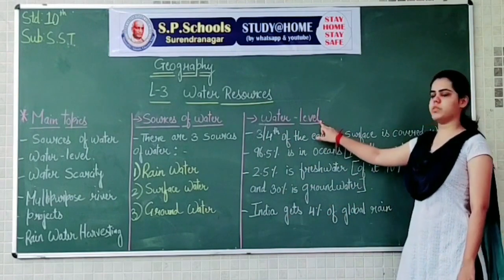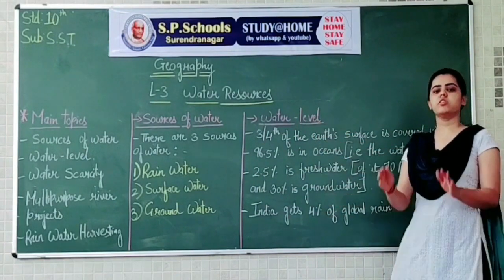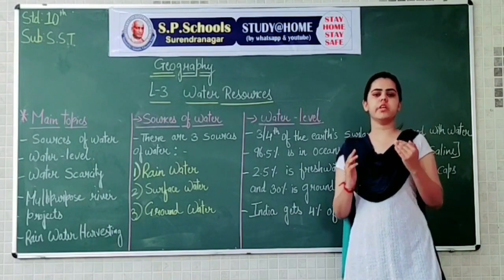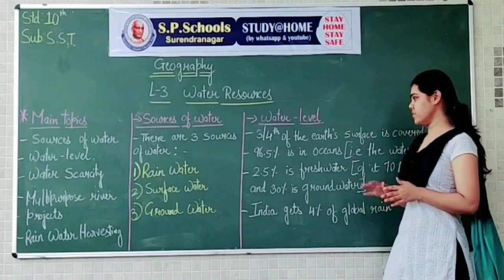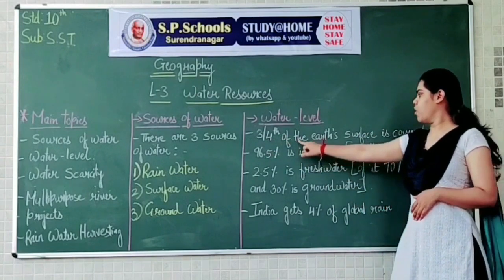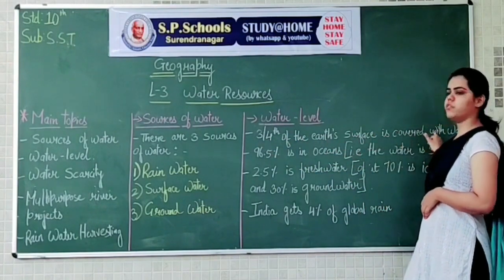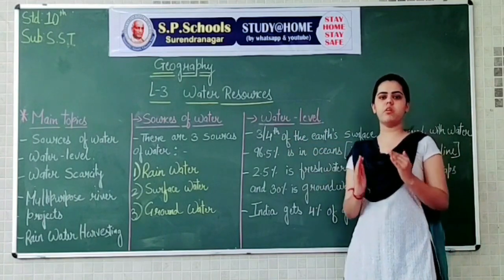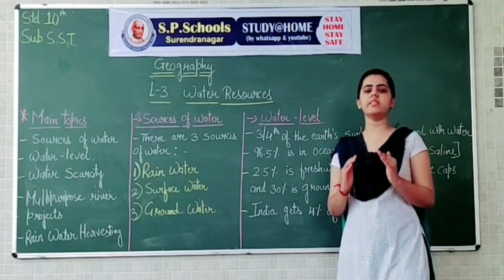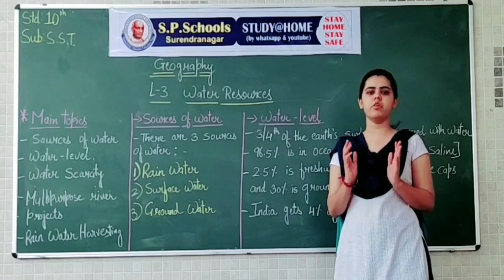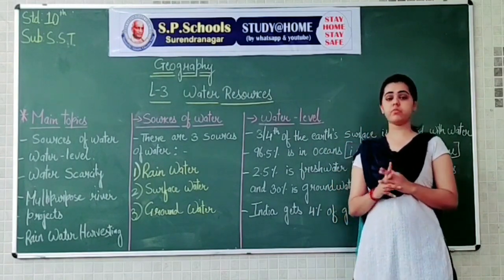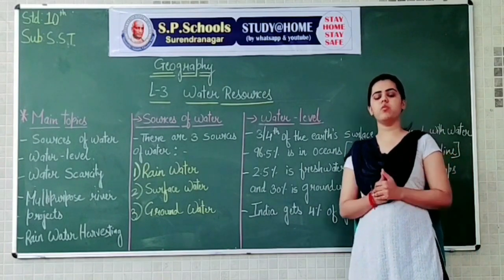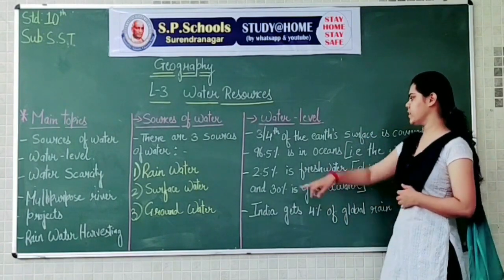Then the second is water level. So on earth, what is the total percentage of water? 3/4 of the earth's surface is covered with water, right? That means around 97% you can say is covered with water. But still, there is a water scarcity. Why? What is the reason? So we will see here.